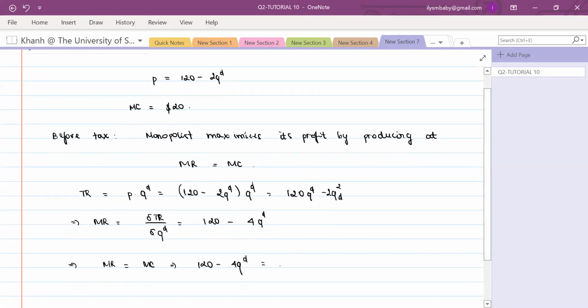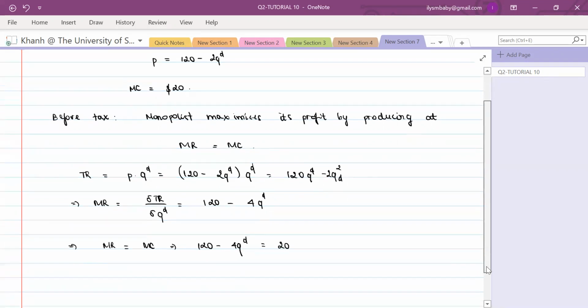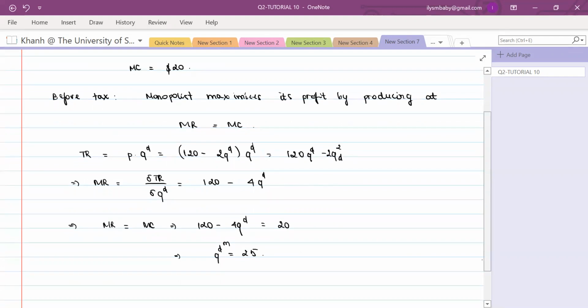So if I equate this to the marginal cost, then I get 120 minus 4QD equal to marginal cost, which is equal to 20. Solving this equation, I get QD equal to 25. So the quantity the firm is going to supply to the market is 25. This is QD star, or QDM, to represent the monopoly quantity.